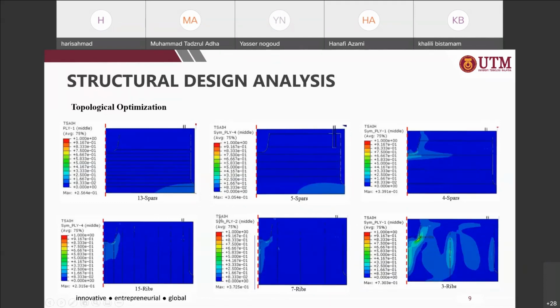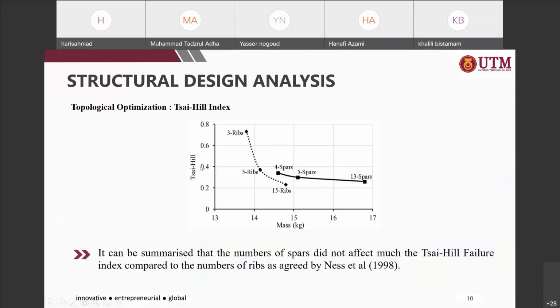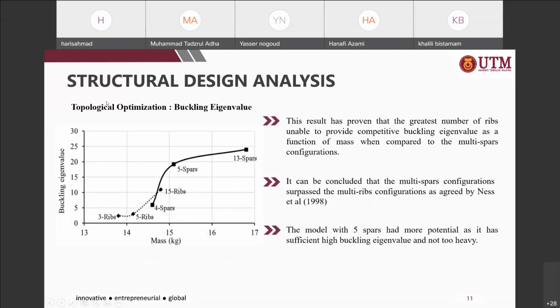The results can be summarized in this figure. From this figure, it can be summarized that the number of spars did not affect the Tsai-Hill failure index much compared to the number of ribs, as agreed by Ness et al. in 1998. When we reduce the number of ribs, the Tsai-Hill index increased significantly. Compared to that, when we reduce the number of spars, the Tsai-Hill index value only increased a bit. Then we also check the buckling eigenvalue for the ribs and the spar.